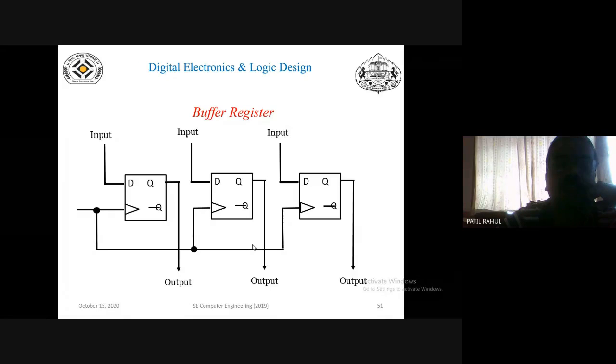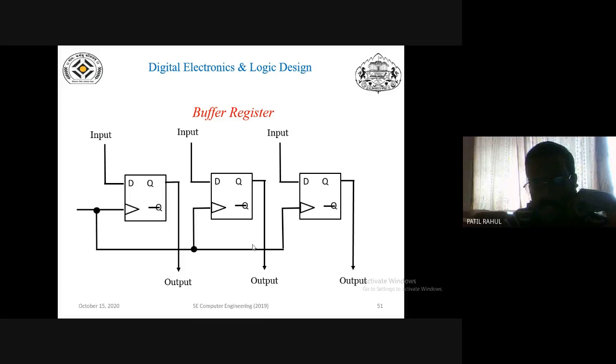So this is the first type of register, which is the buffer register. Here three flip-flops are used. Which flip-flop is used? D flip-flop. Here we are using three D flip-flops. And what is the meaning of D flip-flop? D flip-flop is nothing but the delay flip-flop.